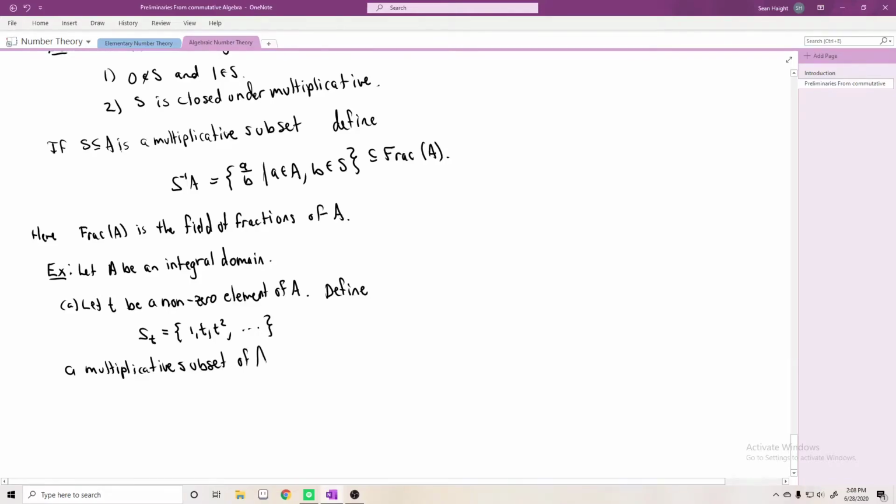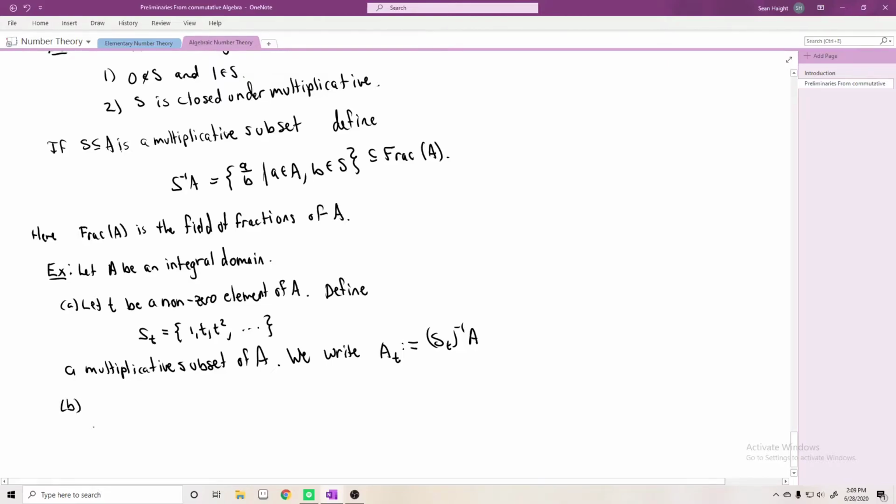For the localization, we write A lower t. These are fractions whose denominators are powers of t, or equivalently, fractions whose lowest form has a denominator that is a power of t.